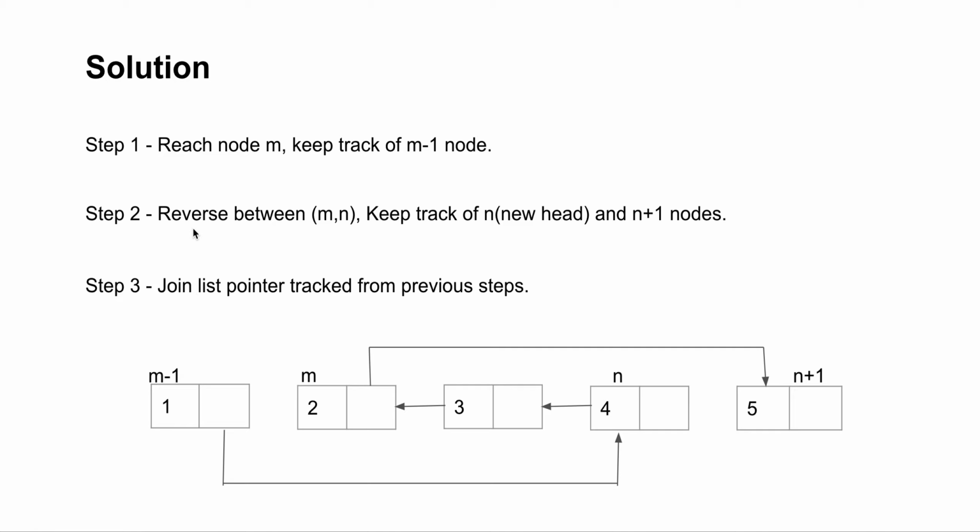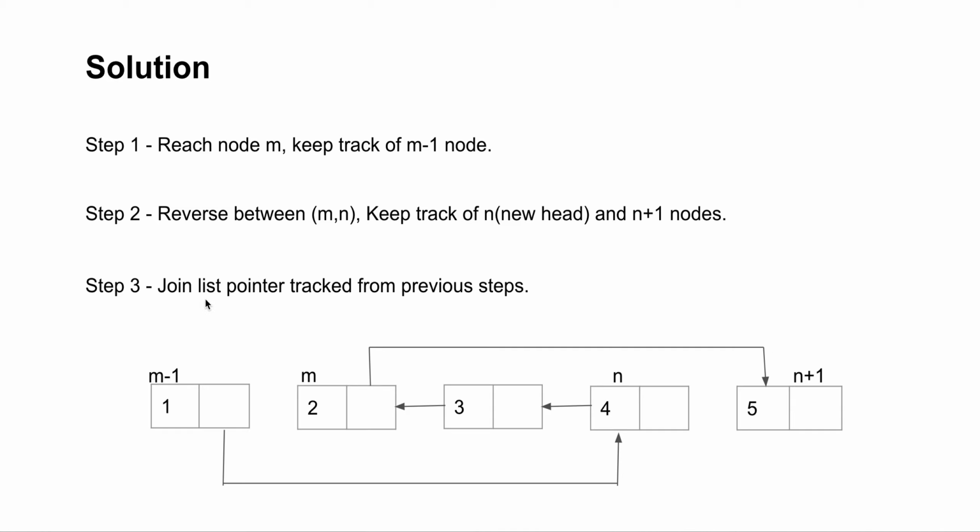Then in step 2 we'll reverse the portion of the list between position M and N. As you can see in the picture, we have reversed this portion of the list. During the process of reversing we also need to keep track of the nth node, the end node of the portion to be reversed, and we have to keep track of the n plus 1 node.